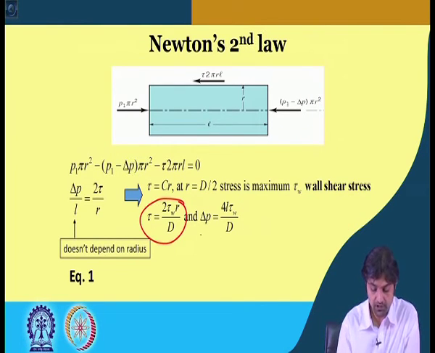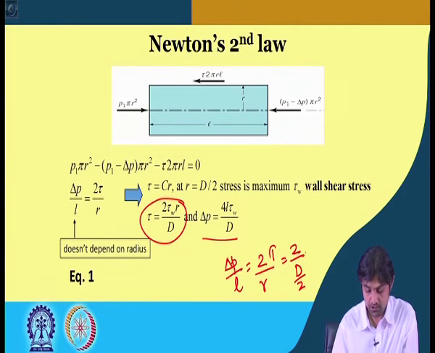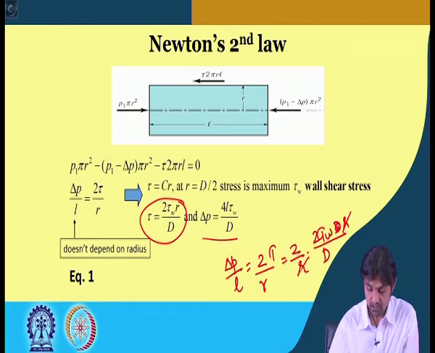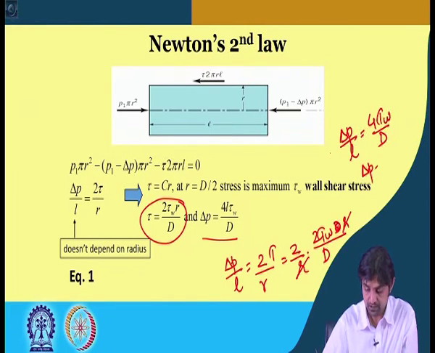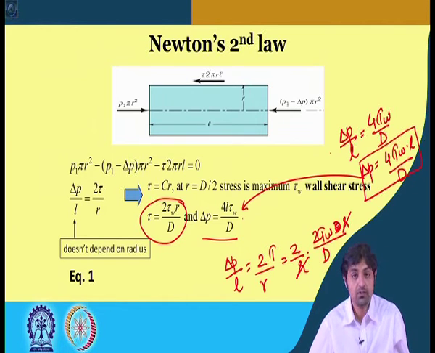And when we have obtained tau, we can write delta P, because delta P by L is equal to 2 tau by R, where R is D by 2, and tau is 2 tau W r by D. So this r and R get cancelled, and this becomes delta P by L is equal to 4 tau W by D, and delta P becomes 4 tau W into L by D, this same equation. All right.